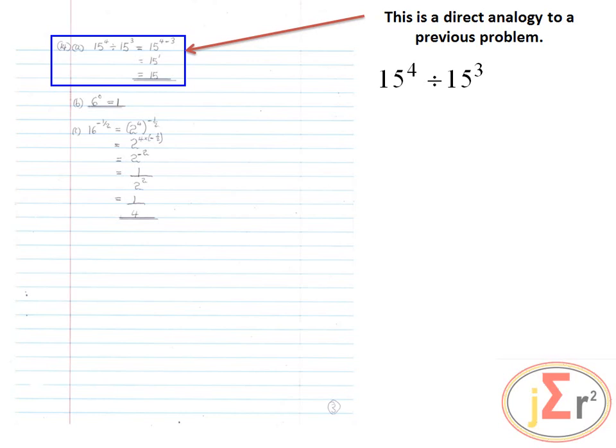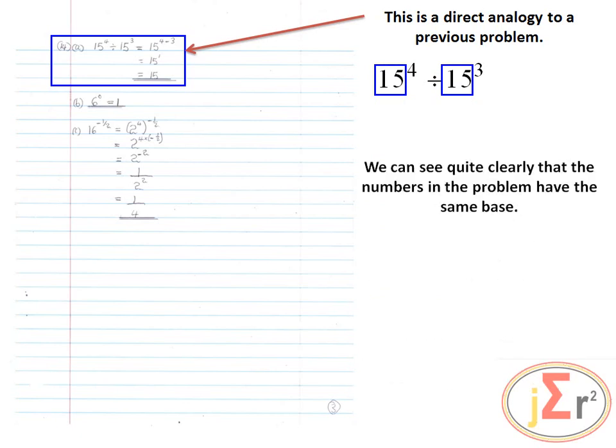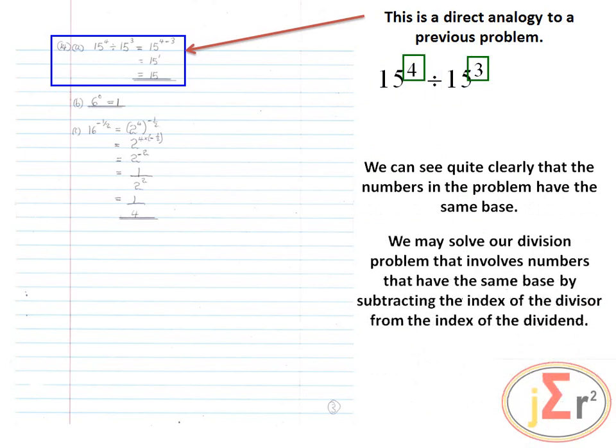This is a direct analogy to a previous problem. And what do we know? We can see quite clearly that the numbers in the problem have the same base. We may solve our division problem that involves numbers that have the same base by subtracting the index of the divisor from the index of the dividend.